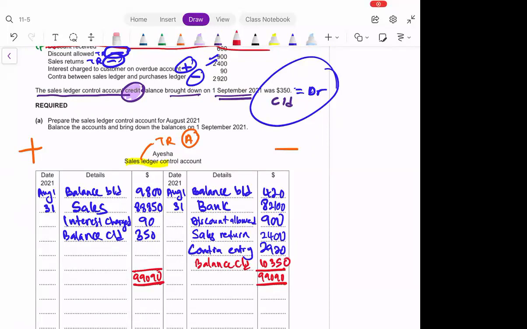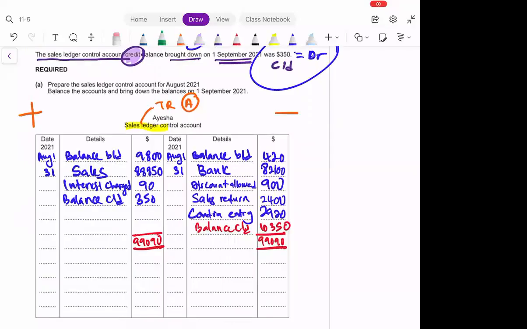Can I stop here? No, if you stop here, you will lose 2 marks. So this balance CD will become balance BD on the next day. My next day is 2021 September 1. And this balance CD will become balance BD, September 1. Please copy this.